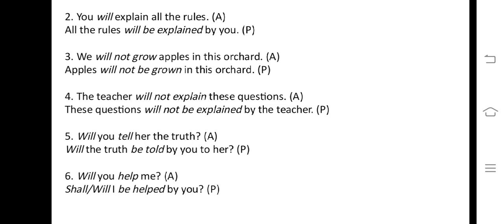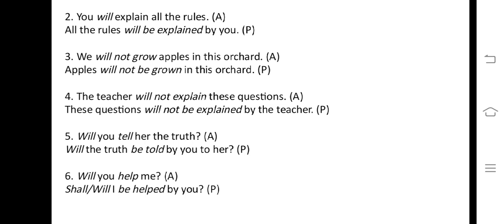Third sentence, we will not grow apples in this orchard. Negative sentence for your example is given here. So our answer will come like this. Here, see this in the sentence: we will not grow apples. You have to bother about this part only. In this orchard, these are the extra information given in the sentence. So we need not touch those words. We have to copy those words in passive voice as they are.